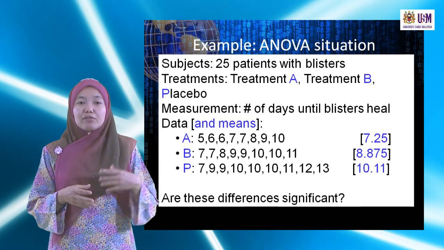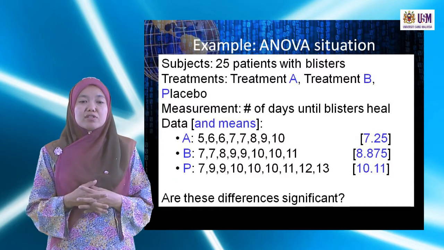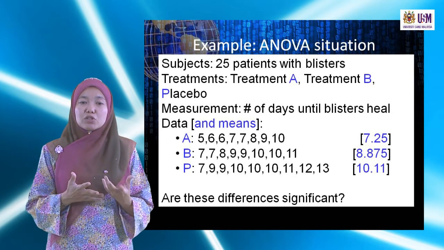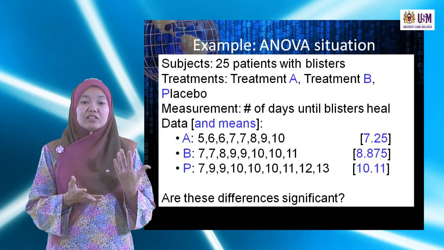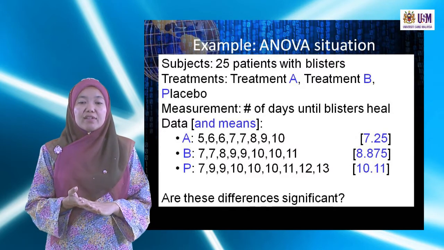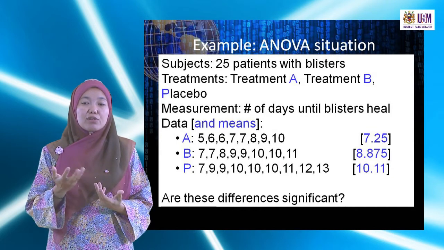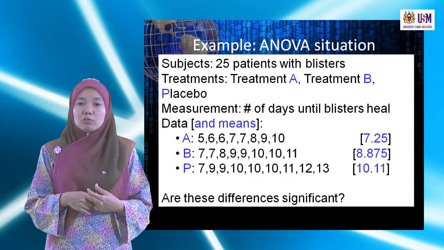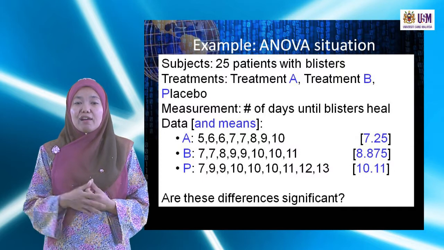And the mean for treatment B is 8.875. For the placebo, that means no treatment, basically they take longer for the blisters to heal. So those with 7 days, 2 with 9 days, 3 with 10 days, 1 with 11 days, there are even 12 days and 13 days for the blisters to heal. And the mean for this placebo group is much higher, relatively higher, at 10.11.